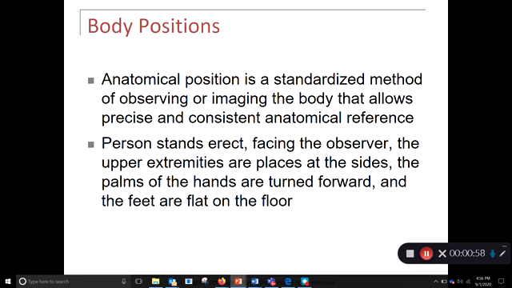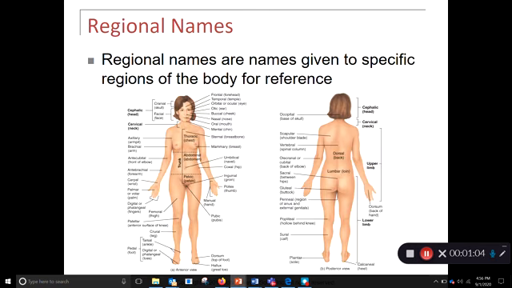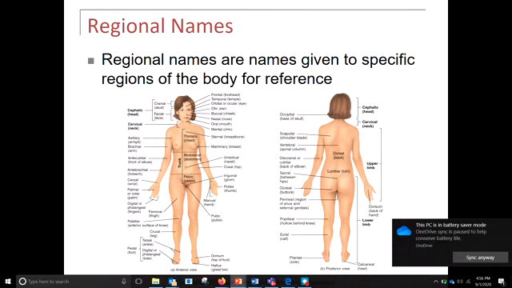So body positions, there's really only one that you should be familiar with. And here's the description for it, but we're going to go ahead and just look at this really quick. We're just going to sneak over to the regional names, and we're going to look at this position. It's called the anatomical position.